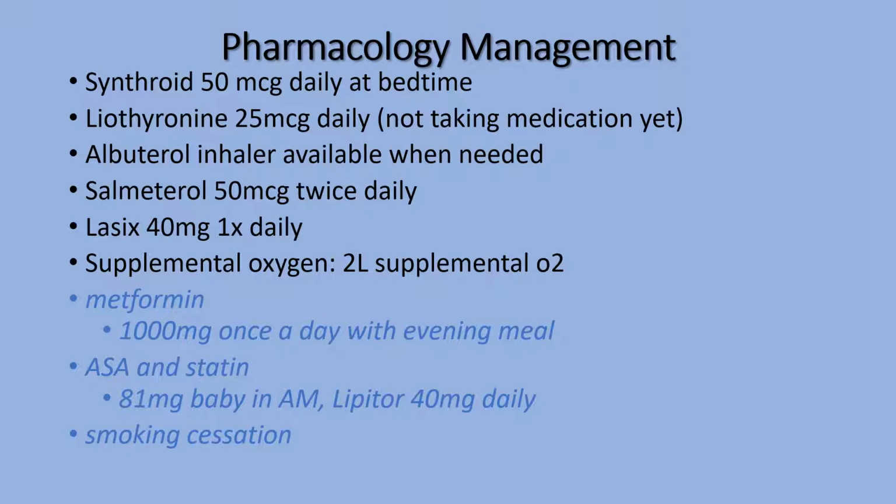breathing. She's also given 40 milligrams one time daily of Lasix to keep fluid down in her body, and she's going to go home with supplemental oxygen. For now, she's going to start with long-term oxygen therapy. Other medications Karen is going to be prescribed are 1,000 milligrams of metformin once daily in the evening. She's also going to take an aspirin and a statin because she is at incredibly high risk for heart disease as well as stroke. And we're going to work on smoking cessation for Karen as well.